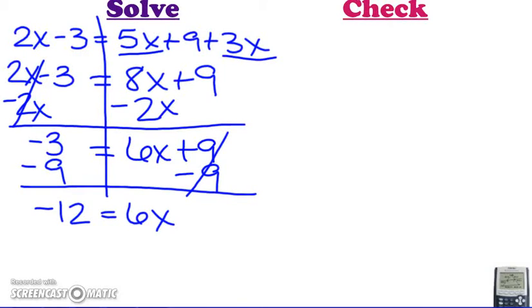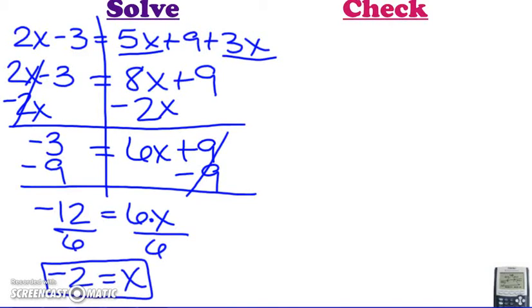So our last step, or our last goal, is to have a single variable. Right now I have 6, so how do I get rid of that 6? Remember in class we said that 6 is being multiplied by x. So what is the opposite or inverse of multiplication? And we know that as division. So we're going to divide both sides by 6. So my answer is negative 2 equals x.